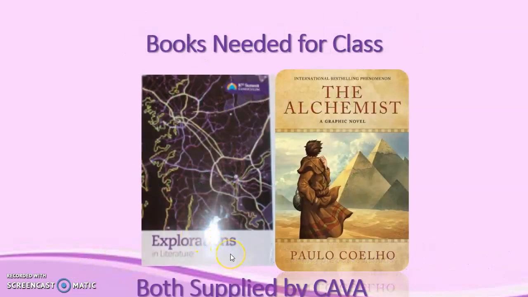The books you need for this class are the Explorations Anthology and the novel The Alchemist. Both are supplied by Kava. You should have a hard copy, a paper copy that's been sent to you. If not, contact your homeroom teacher. But you also have digital online versions of this textbook.